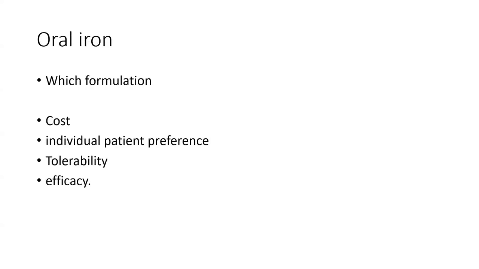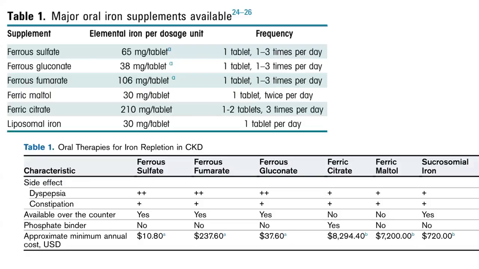Now, KDIGO says that if a patient with CKD is treated with oral iron, the formulation can be chosen by discussion based on cost, individual patient preference, tolerability, or efficacy. Among the different oral iron formulations, ferrous sulfate has an elemental iron of around 65 milligram per tablet, and it has to be given at least 2 to 3 times a day.